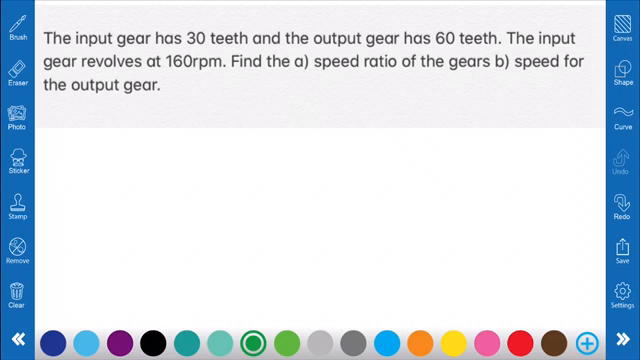1. The input gear has 30 teeth and the output gear has 60 teeth. The input gear revolves at 160 RPM. Find A, the speed ratio of the gears, and B, the speed for the output gear.